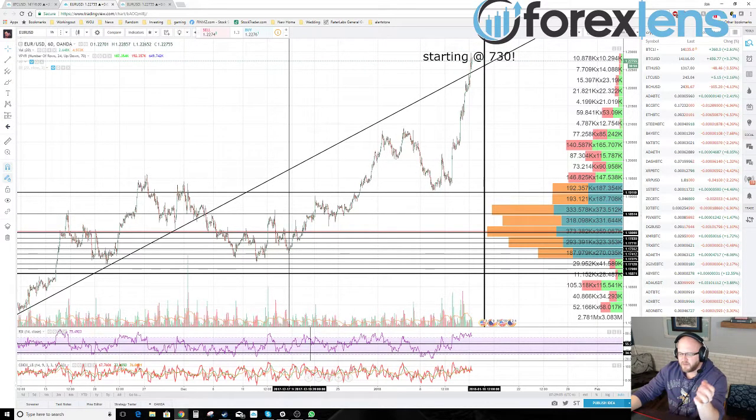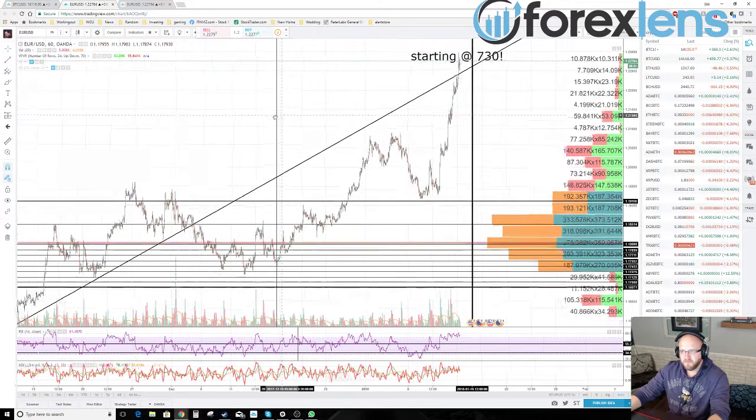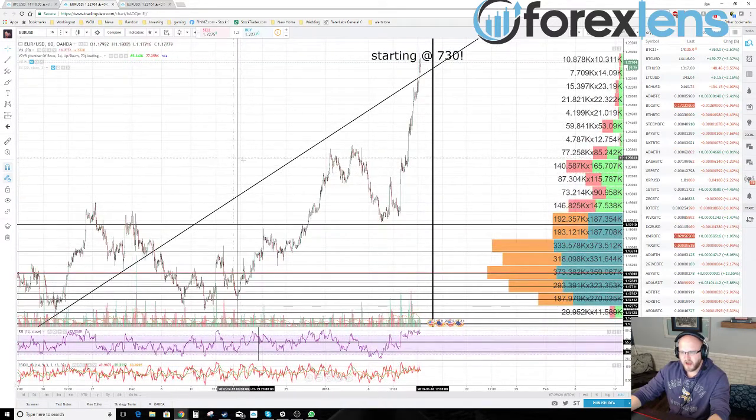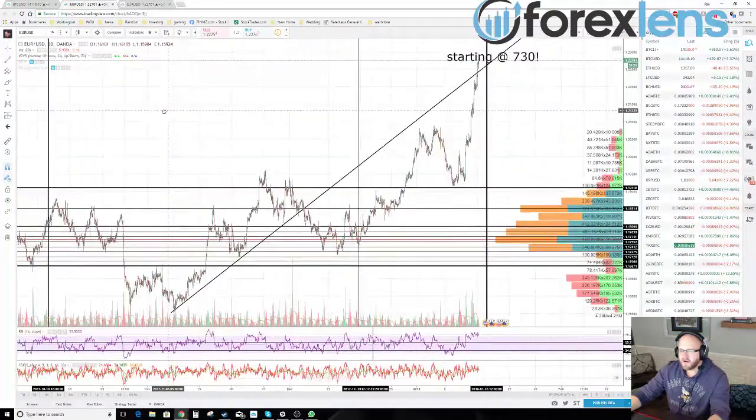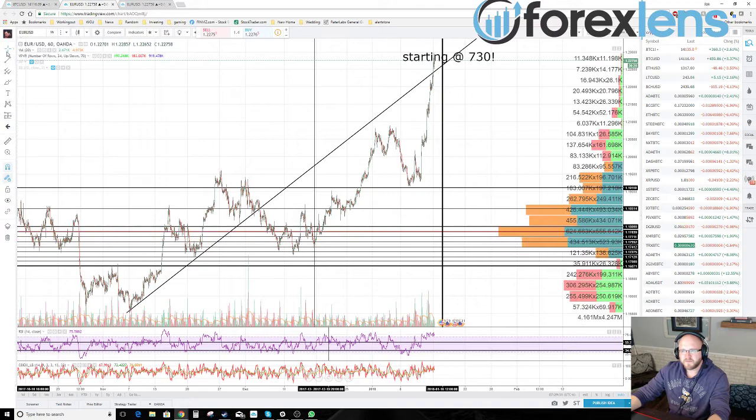So really, a parabolic move is like an advance. It's an uptrend in which the angle increases as it moves up. Okay, so let's look at that for a second. We can actually use an angle. Let's just say that this is our trend angle here.